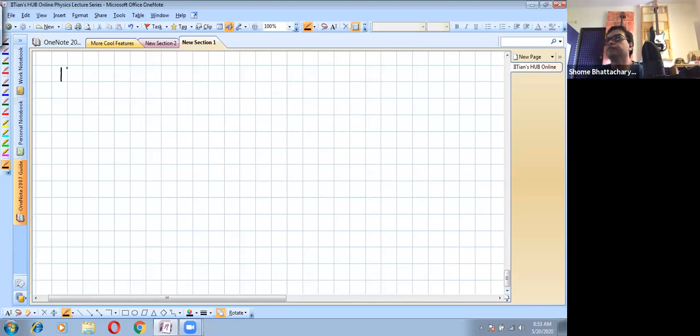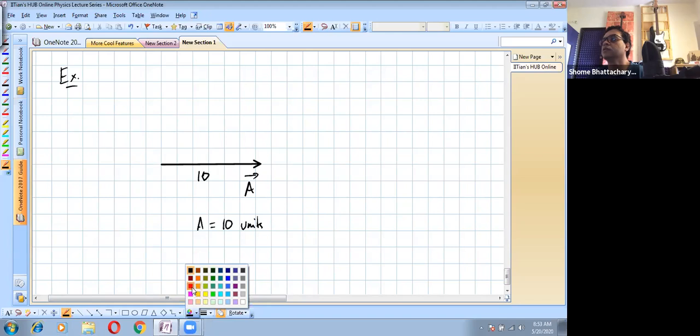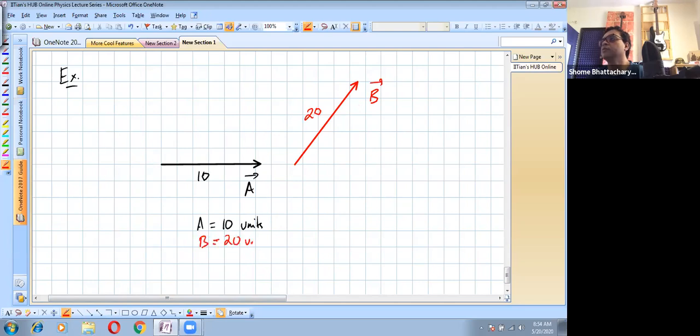So suppose we are just given three arbitrary vectors. A is a vector of magnitude 10 units. B is a vector like this, with magnitude 20 units. But B is drawn in a direction such that, to extend A's line of action, this angle is, let us say, 60 degrees. And now we have another vector, let us say C, like this.